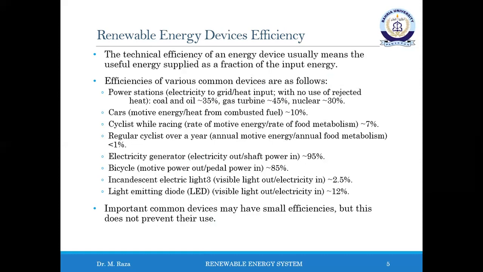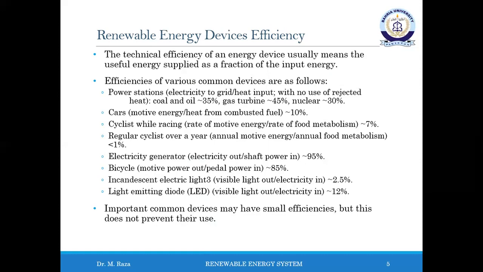A power station based on coal and oil has approximately 35% efficiency. This efficiency only includes the direct generation from the fossil fuel rather than reusing the rejected heat. The efficiency of a gas turbine is approximately 45% and nuclear energy has 35%. The efficiency of the car is approximately 10%.